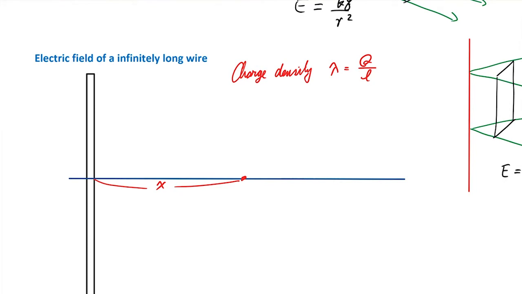Then we are going to calculate the field. Say we have a tiny bit of charge right there, which is dq. And then we are going to calculate the dE due to this. So this is the direction of the dE.